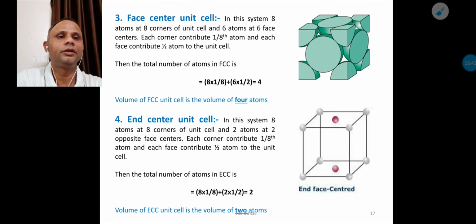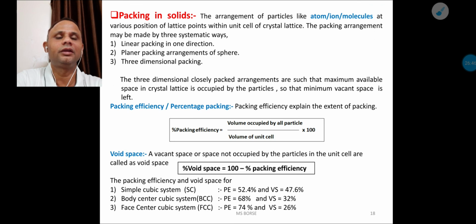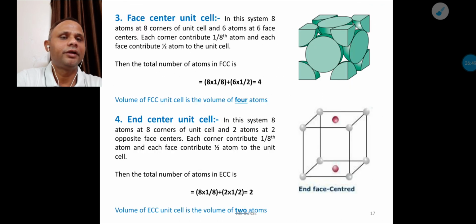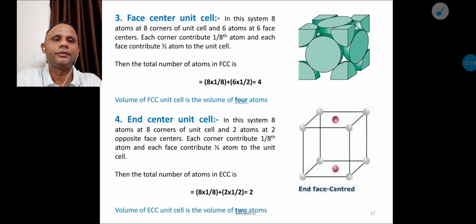So here we'll stop. In the next lecture we will see the packing efficiency. Once we can find the volume of the unit cell, that unit cell has unit lengths A, B, C. Volume means length, width and height, right? So if the length is A, then the volume of the unit cell will be A into A into A, that means A cube.